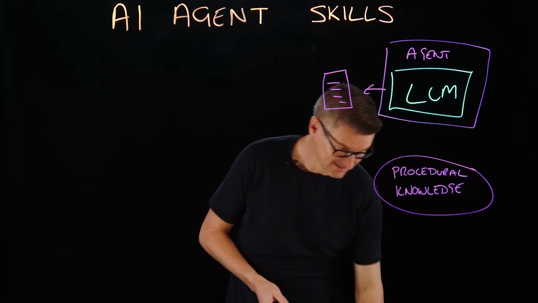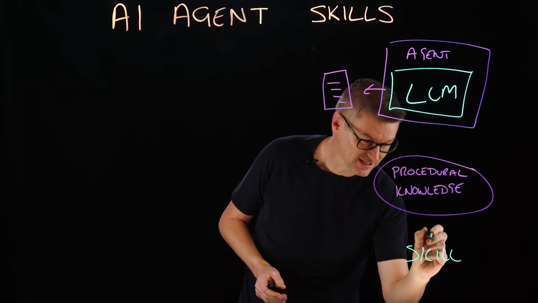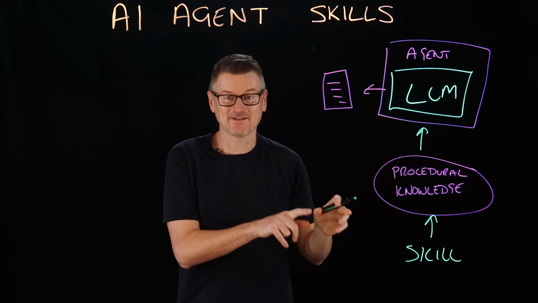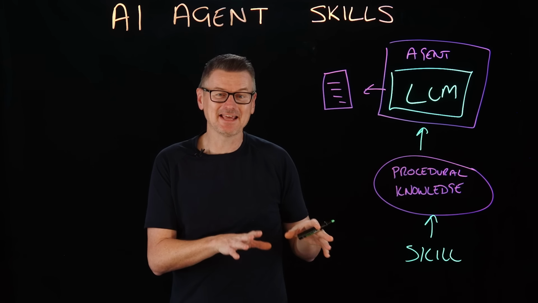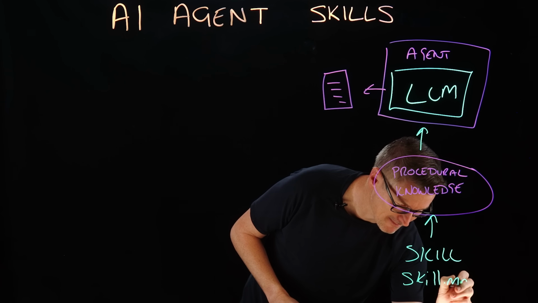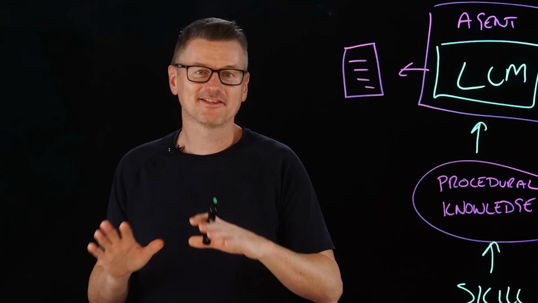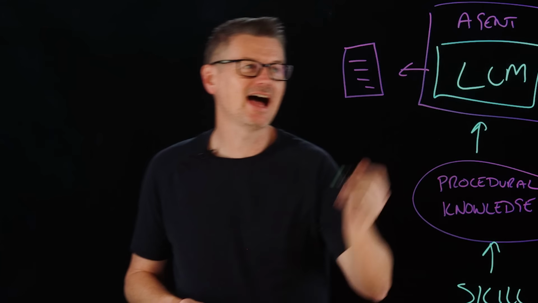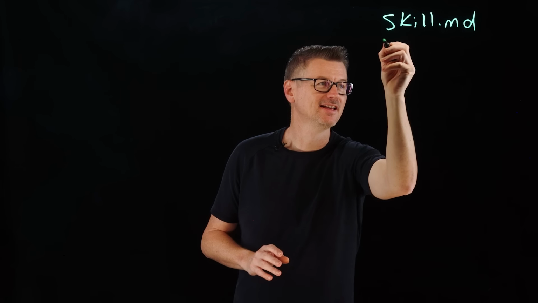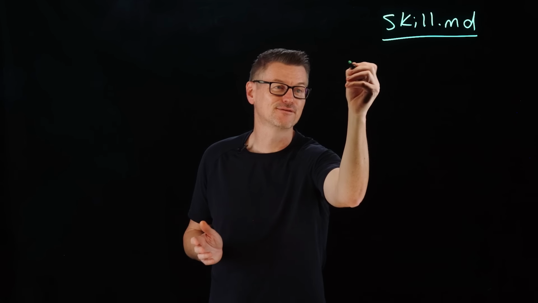Now, a skill is how you actually add that procedural knowledge into the agent. And the format of a skill is almost comically simple. It's simply a skill.md file. That's a markdown file in a folder. So let me draw out what a skill actually looks like. At the top of a skill.md file is some YAML front matter.